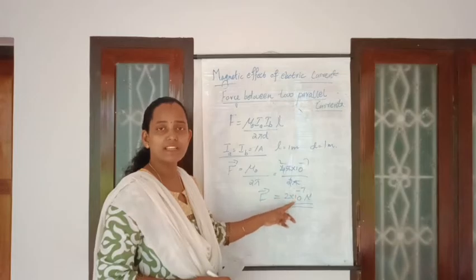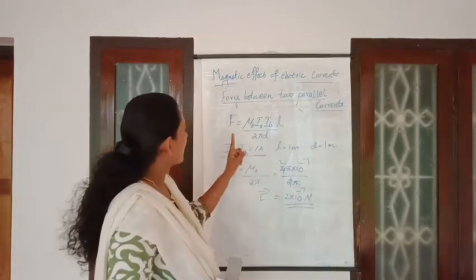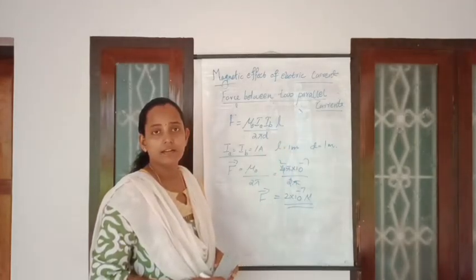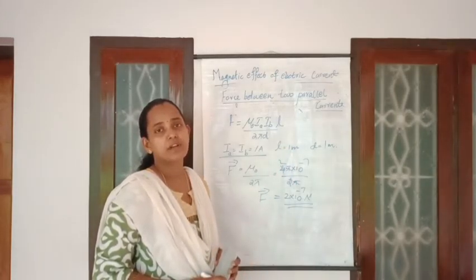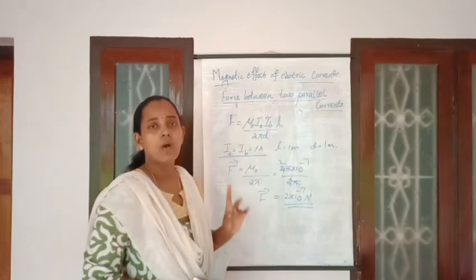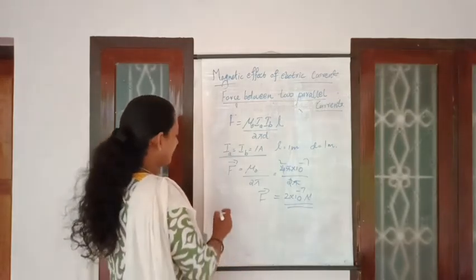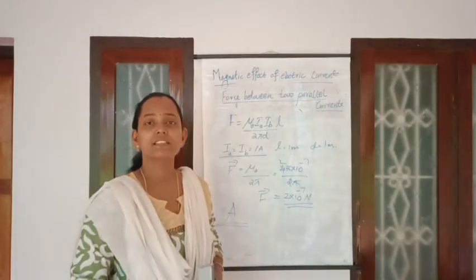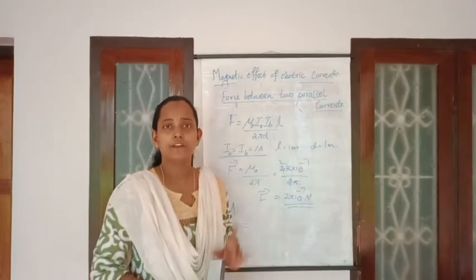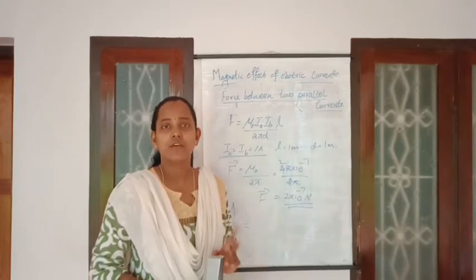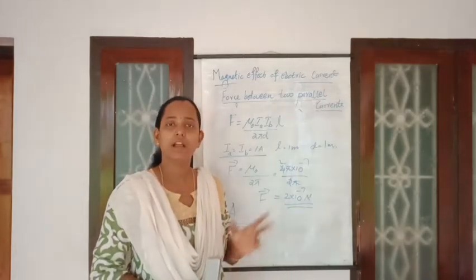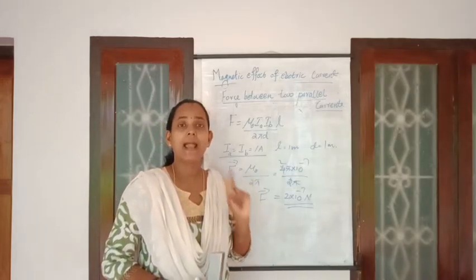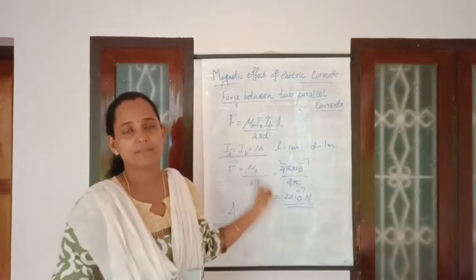So in this case, the force between two parallel conductors is how much? 2 into 10 raised to minus 7. If they are placed at a distance of 1 meter apart, then the current passing through those conductors becomes how much? The current passing through those conductors becomes 1 ampere itself. That is actually the definition of 1 ampere. If the force between two parallel conductors carrying current is 2 into 10 raised to minus 7 Newton, then the current passing through each of those conductors is how much? That is 1 ampere. That is actually the definition of 1 ampere.